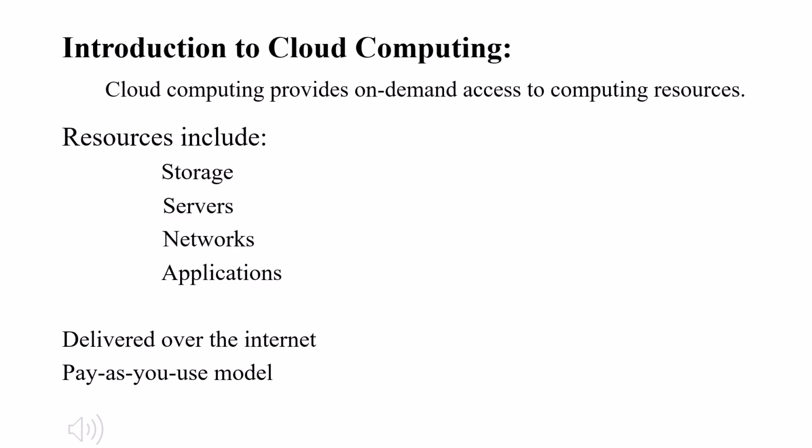Storage is used to store and manage data online. Servers are powerful systems used to run applications and process data. Networks enable communication and connectivity between systems. Applications are software that can be accessed directly through the internet.